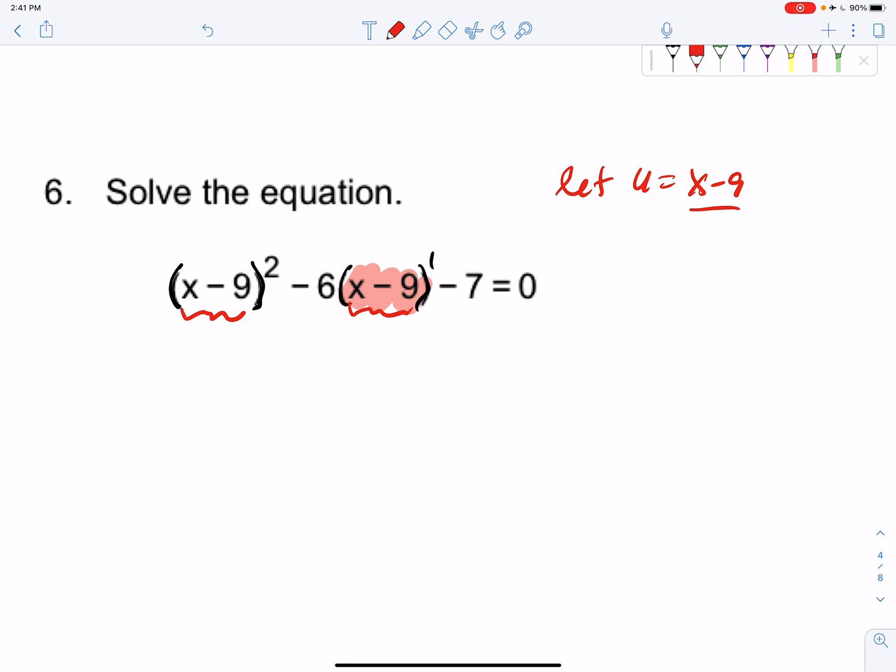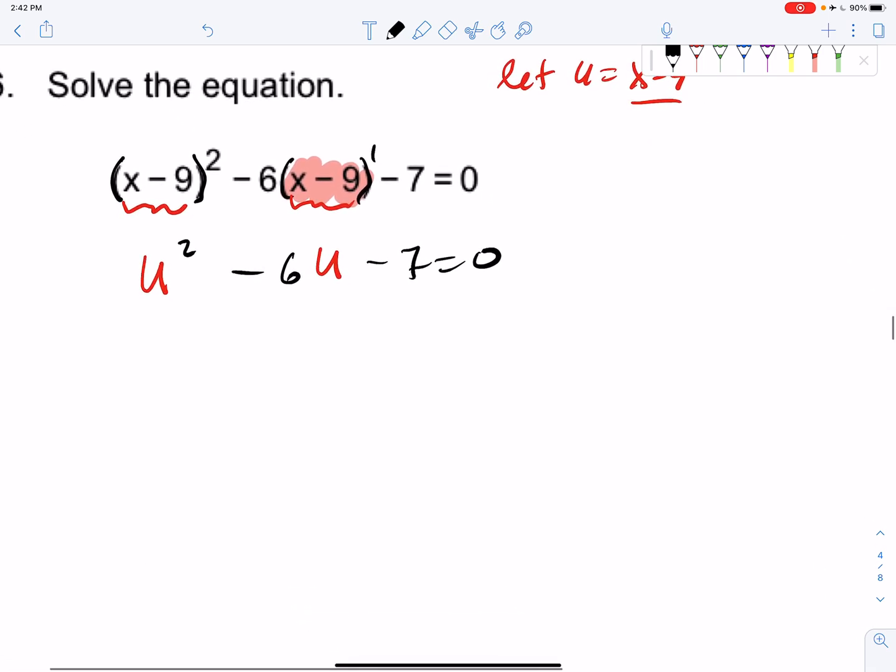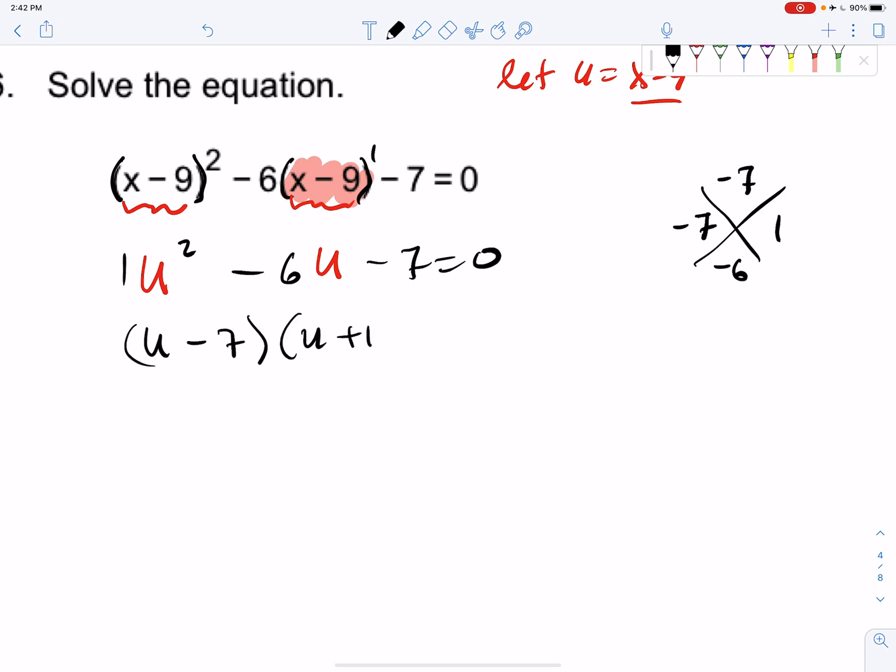Replace this first piece with u and replace the second binomial of x minus 9 with u. And we've got a nicer u squared minus 6u minus 7, a nicer quadratic. We're asking for what numbers will multiply to negative 7 and add to negative 6, and that's just going to be negative 7 times 1. Because of that 1 in front, this is an easy problem, right? u minus 7 times the quantity u plus 1 equals 0. Set each factor equal to 0, so u equals 7. Set the second factor equal to 0, u equals negative 1.